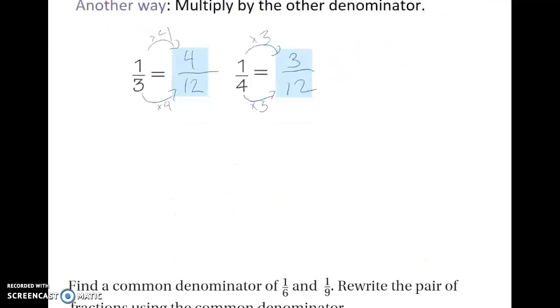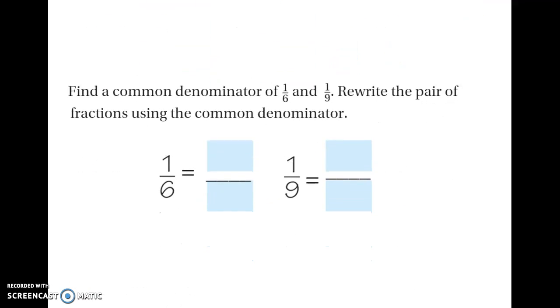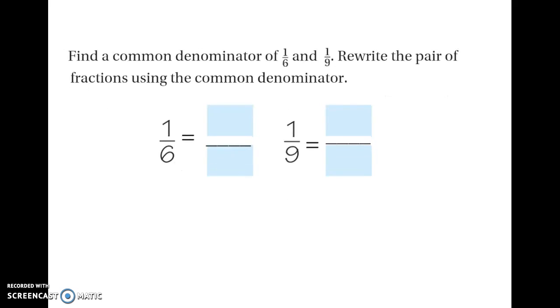So let's look at another example, see what I'm talking about. This problem says find a common denominator of 1/6 and 1/9. Rewrite the pair of fractions using the common denominator. So I might think, hey, I just learned this cool new trick where I can just multiply times the other fraction's denominator. So this is a 9, so I'm going to take this fraction and just multiply the numerator and the denominator both times 9.